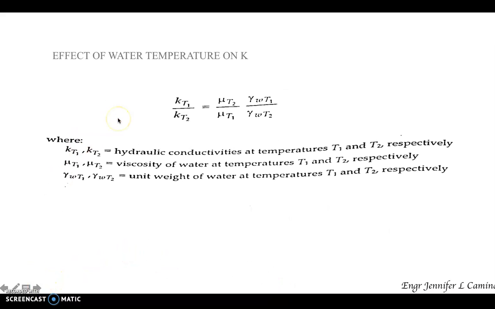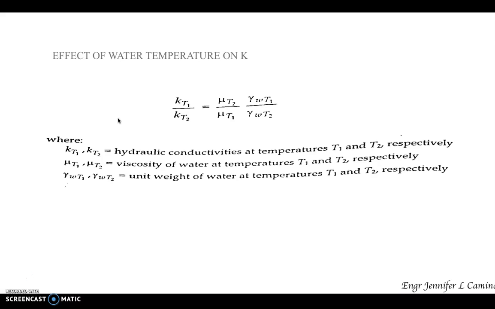Now we move on to the effect of water temperature on K. Basically, the water temperature affects the permeability in soil. Permeability is inversely proportional to the viscosity of the fluid. It is known that viscosity varies inversely with the temperature.